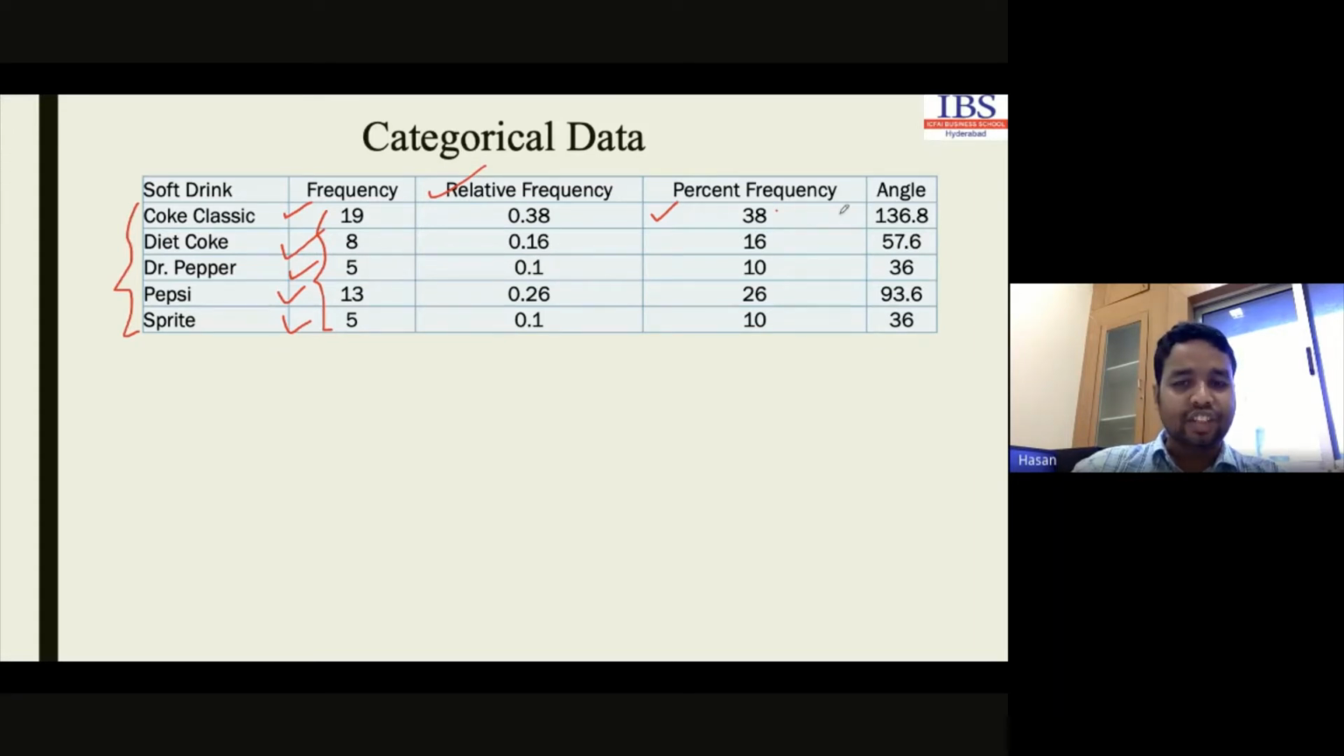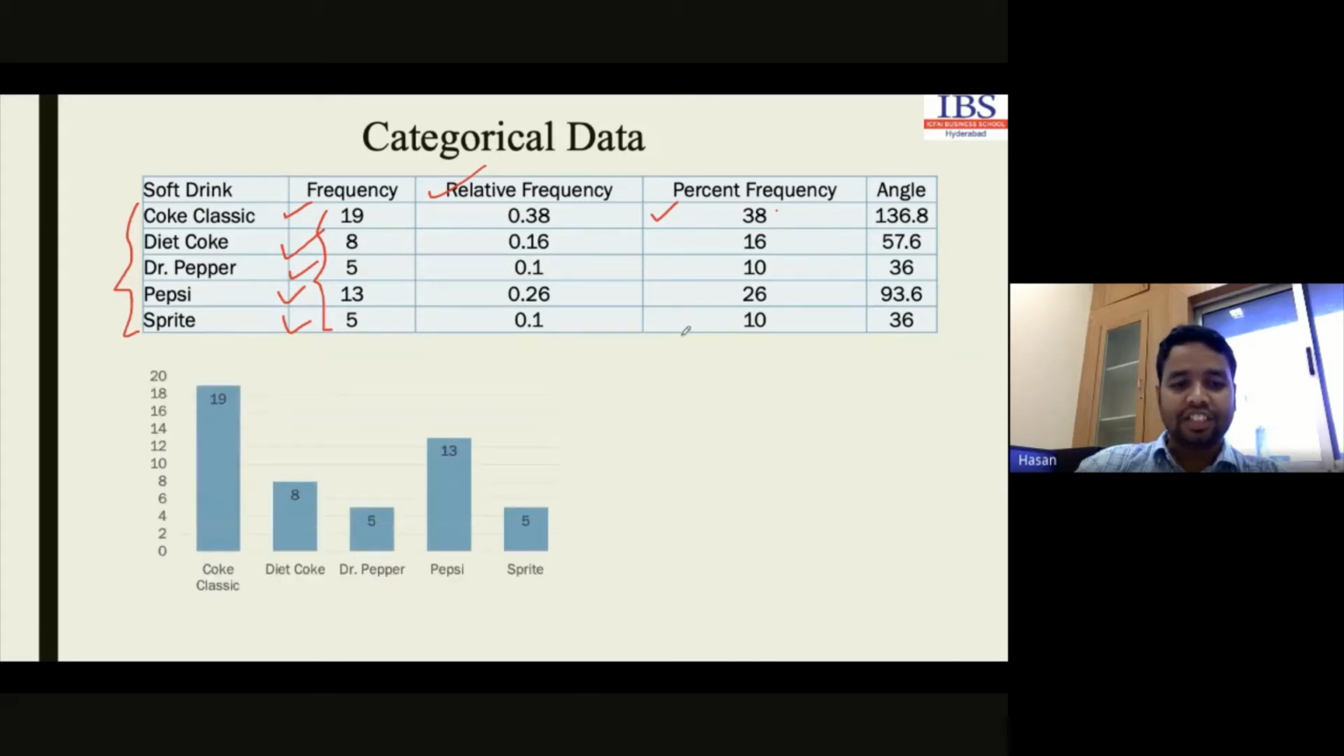Based on this, we can easily compute the categories. If we are going to draw the pie chart, we can calculate the angles from this data. Is that possible? Yes, sir. Now if we are going to draw the bar chart, it will look like this. Coke Classic is one class, Diet Coke another, Pepper, then Pepsi, then Sprite. We have the frequency here, and we know that in the bar graph, the column indicates the frequency. So if we have this frequency table, we can easily draw a bar graph.